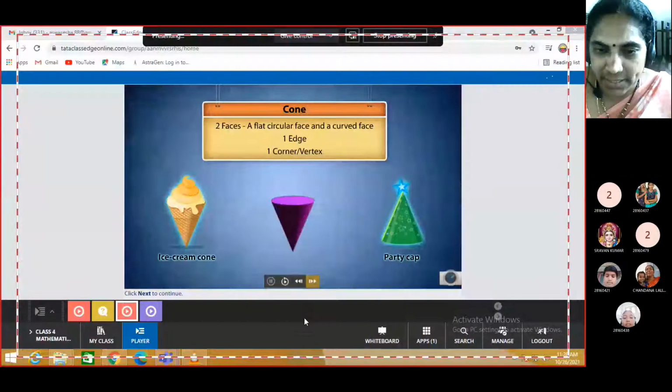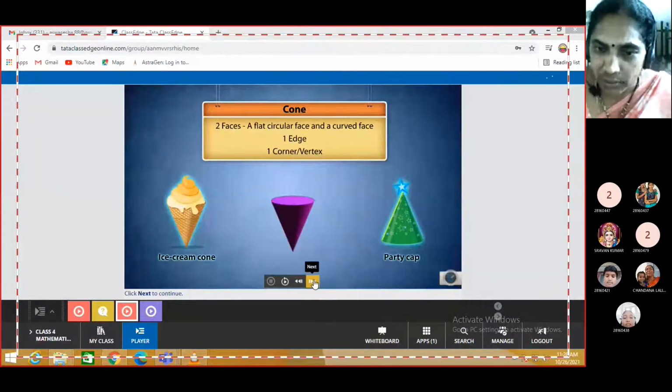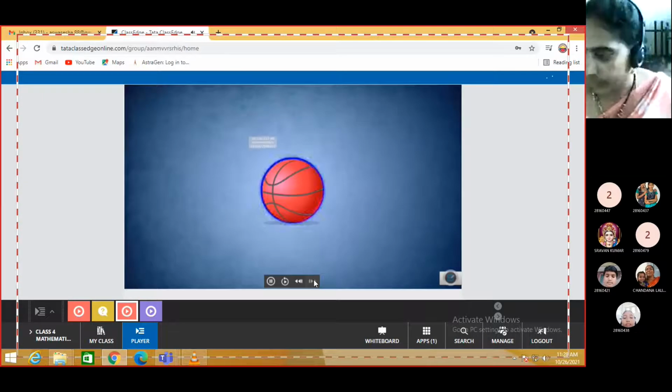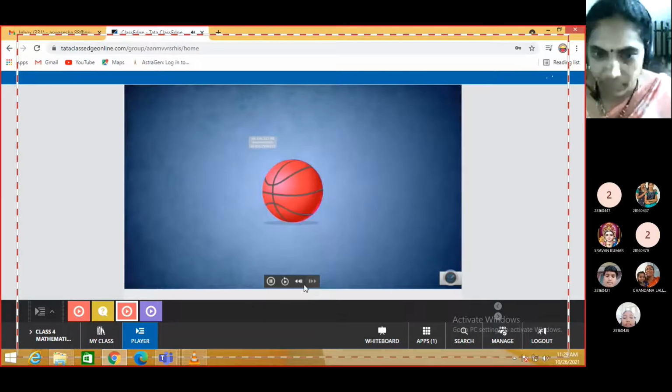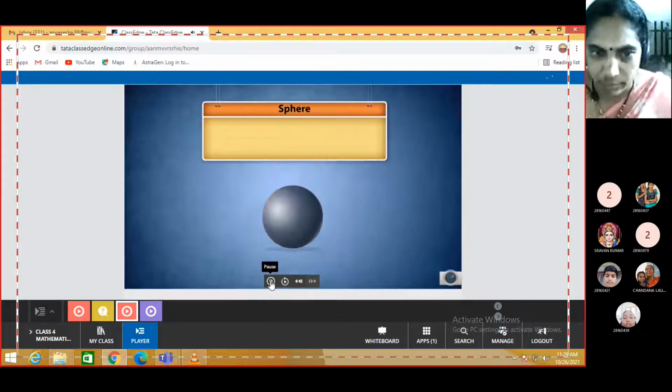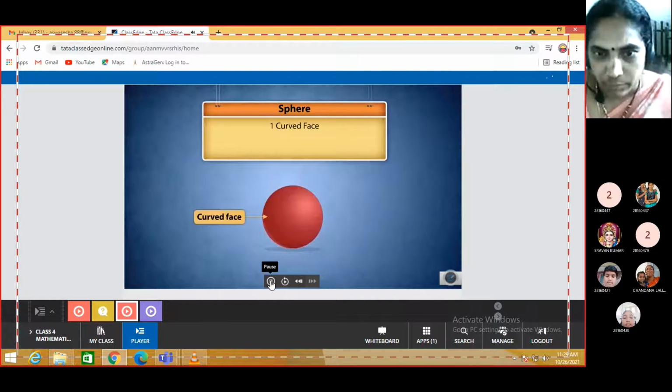Saugant, can you give two examples for the sphere? Examples are globe and marble. Globe and marble. Now let us see a video on the sphere. I just love playing basketball. Did you know that a basketball is shaped like a sphere? A sphere has just one curved face.